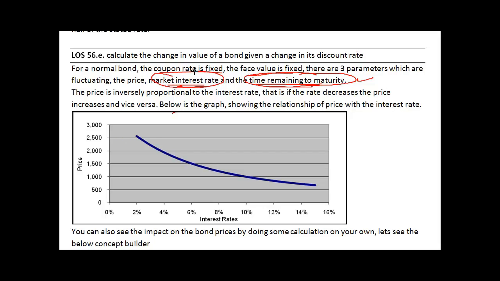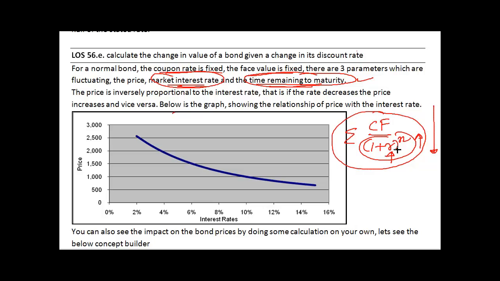Then what happens if the market rate changes, right? So we have the cash flow divided by (1 plus r) to the power n, and then you are making the summation. So if your interest rate increases, your denominator is going to increase. As a result, your overall present value is going to decrease, right? So with the increase in interest rate, you find that the value decreases, right? So the price is inversely proportional to the interest rate.